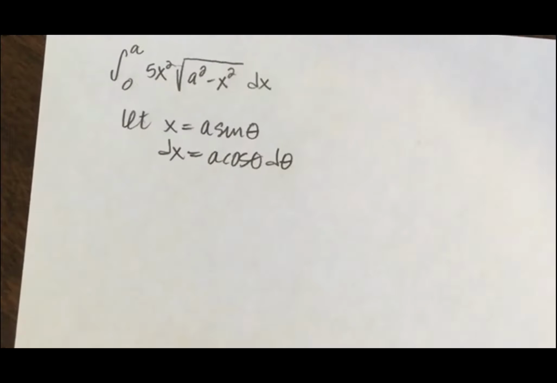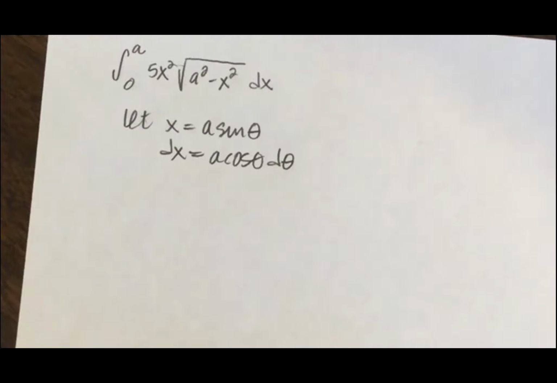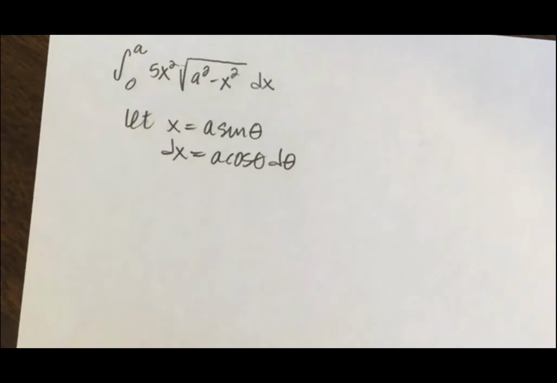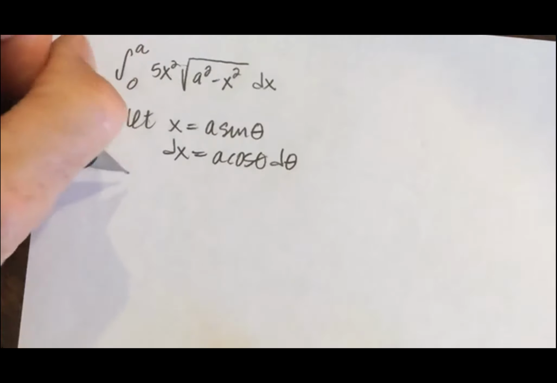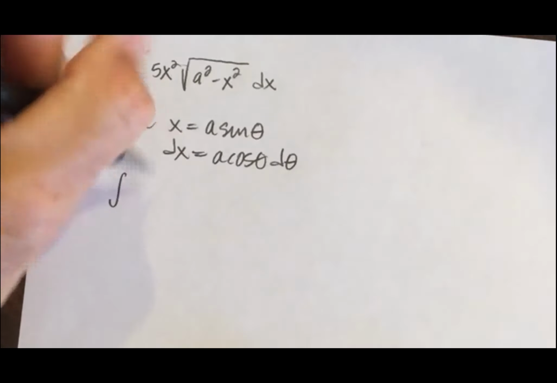You see why maybe it's nice to choose sine instead of cosine? Because right here, if you chose cosine, then you get an extra minus sign, and then you have to deal with an extra minus sign running around. I always lose those, so I usually choose sine. All right, so here we go.